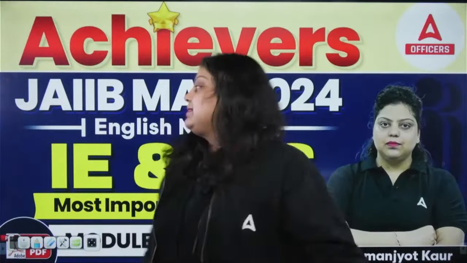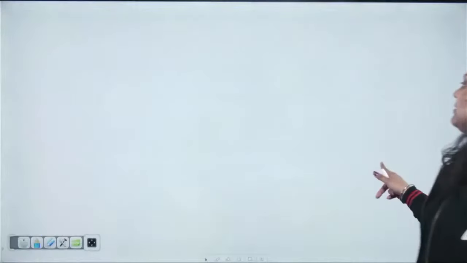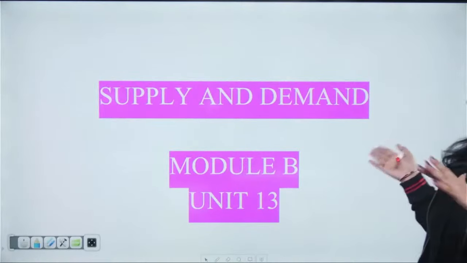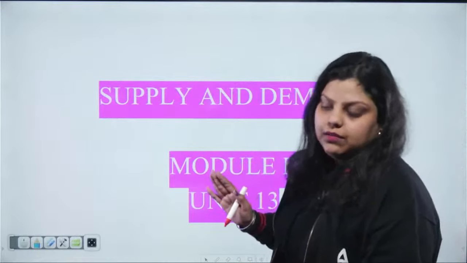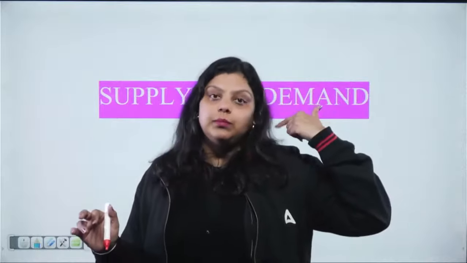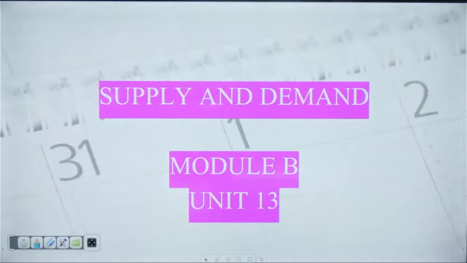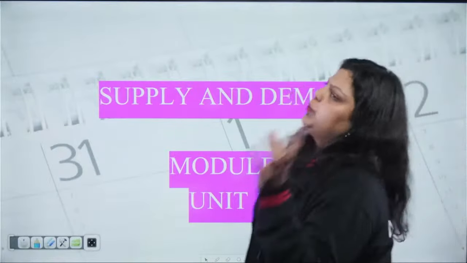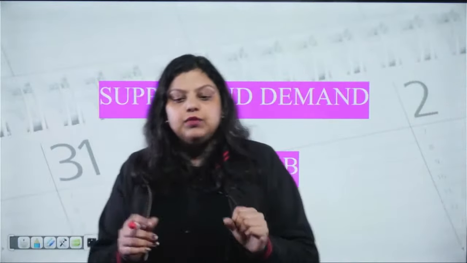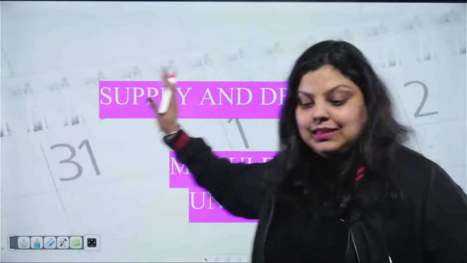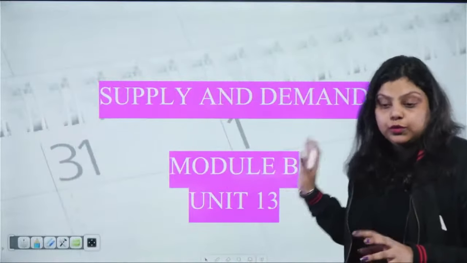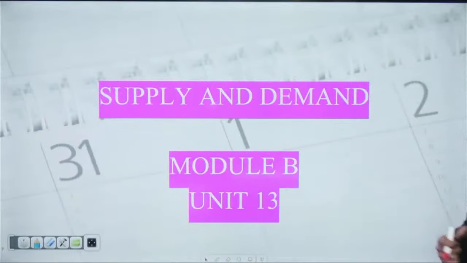Okay, so let's start. In the last class, Module B class number 1, we discussed the fundamentals of economics topic. That was unit number 12 overall. And today we are talking about supply and demand in Module B, that is your unit number 13 of the overall 45 units. This is the second unit of Module B, that is supply and demand.